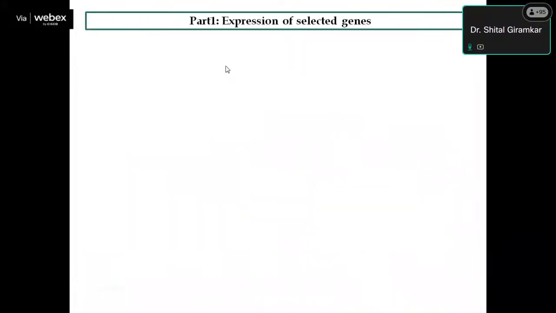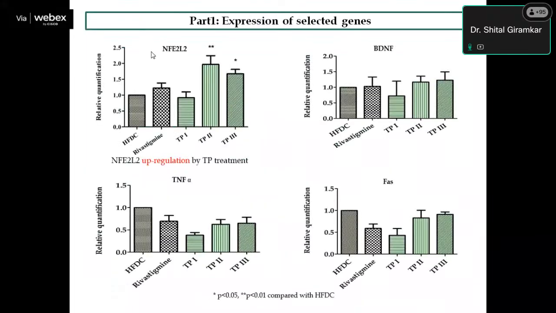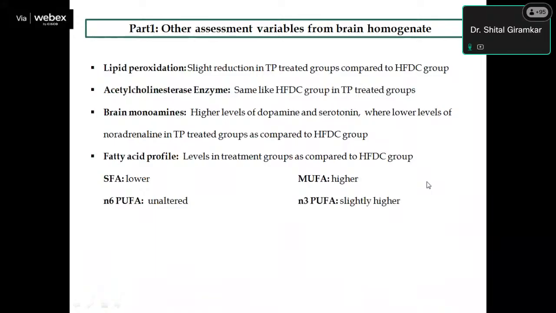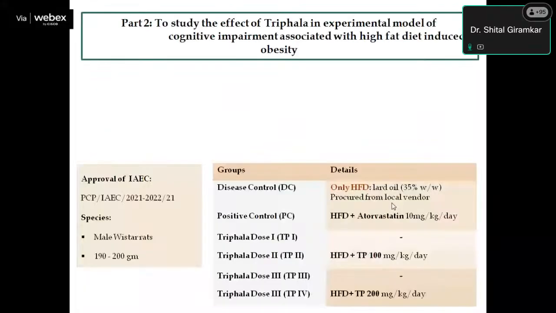Then coming to the expression of selected genes, it was observed that NF2L2, which is the oxidative stress marker, was upregulated by AAA treatment, and there was no significant change in BDNF, inflammatory TNF alpha, or the apoptosis Fas gene. So the other parameters showed a slight reduction after repeat treatment.